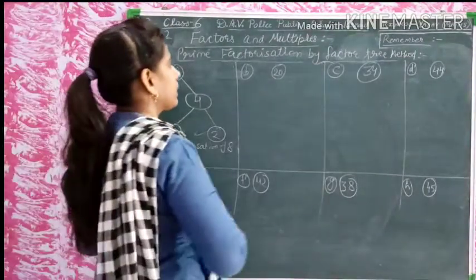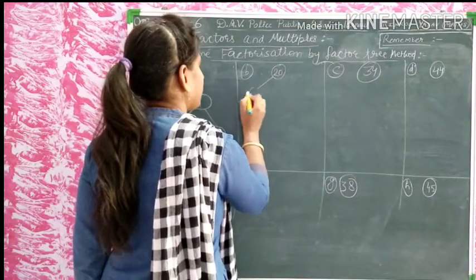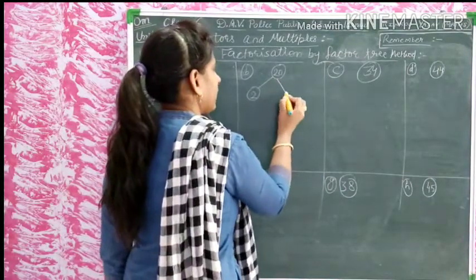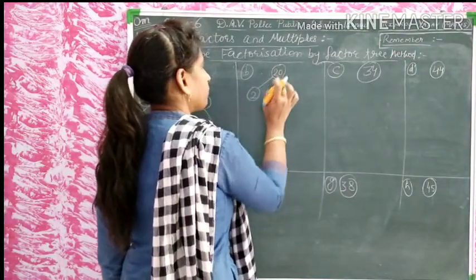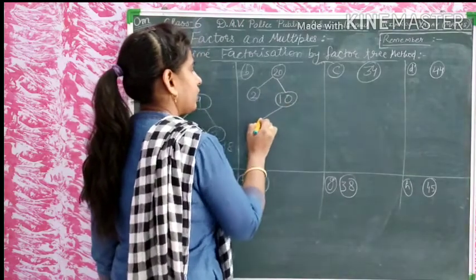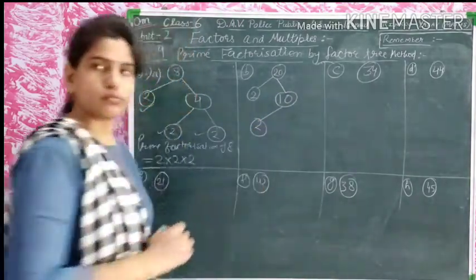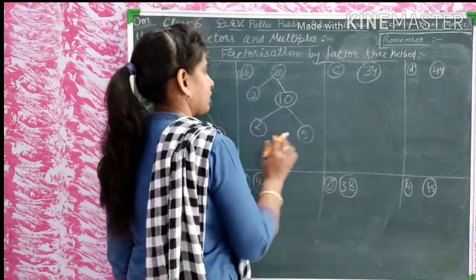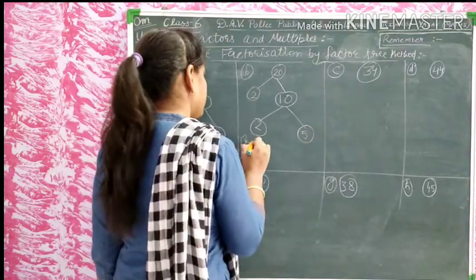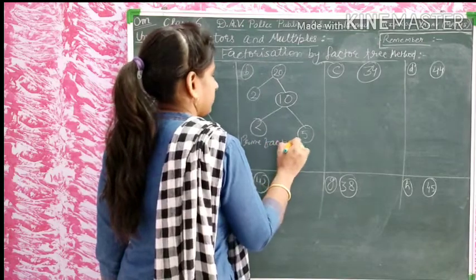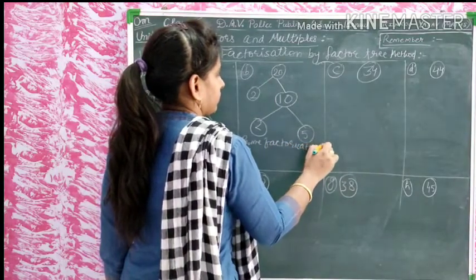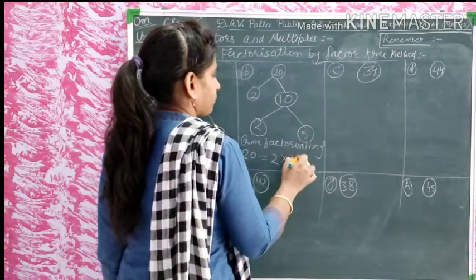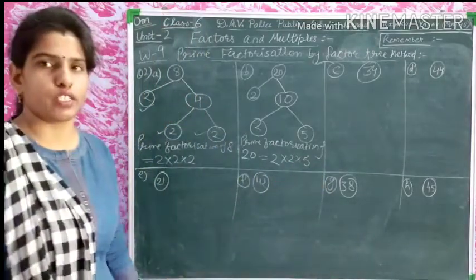Now we will get here the number 20. It will also be divided by 2. The smallest prime factor is 2, and we will divide by 2. We will get the quotient 10 here. Now it is also divided by 2. If 10 is divided by 2, the quotient is 5 here. This is prime. So prime factorization of 20 is equal to 2 into 2 into 5. This is the factor tree method.